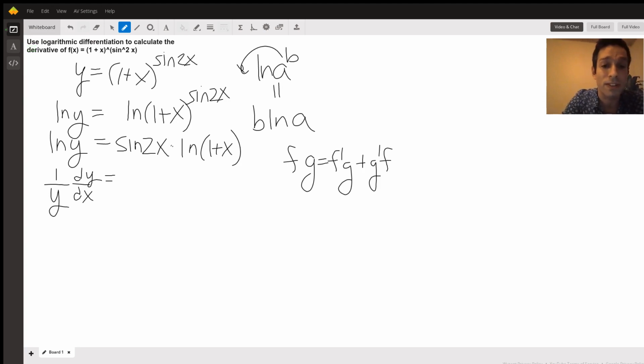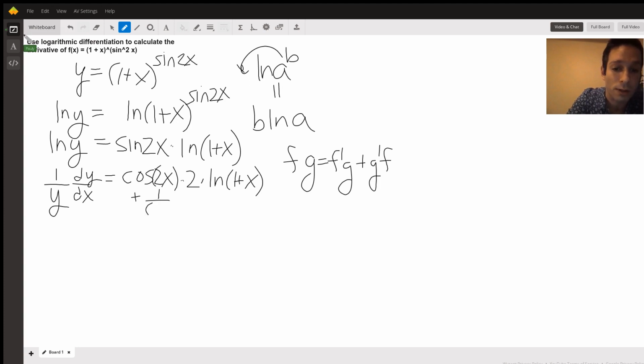So the derivative of sine of 2x is cosine of 2x. Don't forget the chain rule, times 2. So the derivative of the first times the second. Okay. And then plus the derivative of the second. The derivative of ln is 1 over whatever it is on the inside. The derivative of the inside, 1 plus x, is 1. So that would just be times 1, but we don't have to write that. Times the first. So that leaves it unchanged.